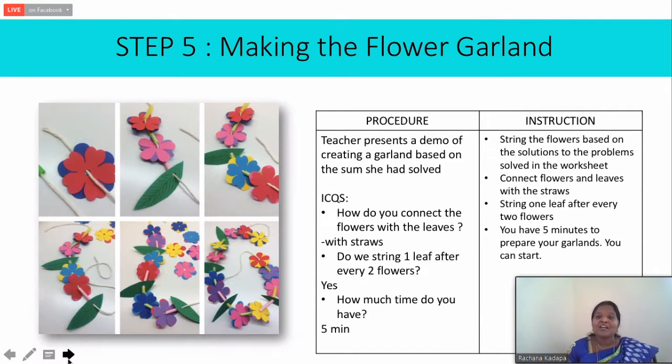So we must ask some ICQs also. How do you connect the flowers with the leaves? So they have to tell, with straws. Very good. String 1 leaf after every 2 flowers? Yes, very good. How much time do you have? So 5 minutes. So we must ensure that they understand the instructions or not.